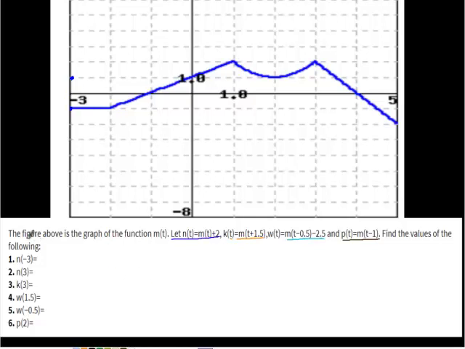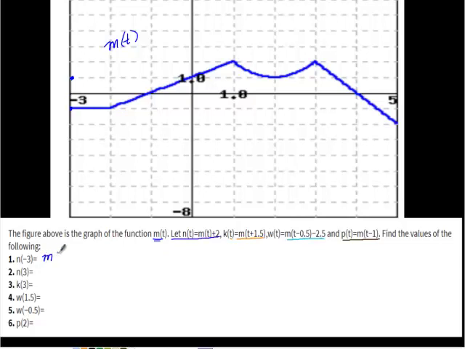So it says the figure above is a graph of function m of t. So this is m of t up here. This is the graph of m of t. We know that. And then they give us these functions, n of t, k of t, w of t, and p of t. And they are all given to us with respect to m of t. So that's a kind of good thing. So we're asked to find n of negative 3. So we have to start with this.